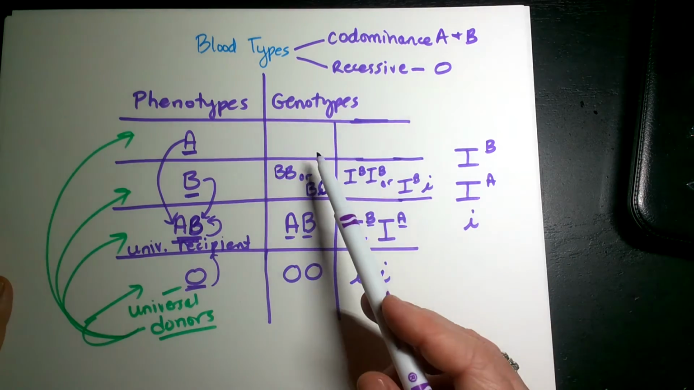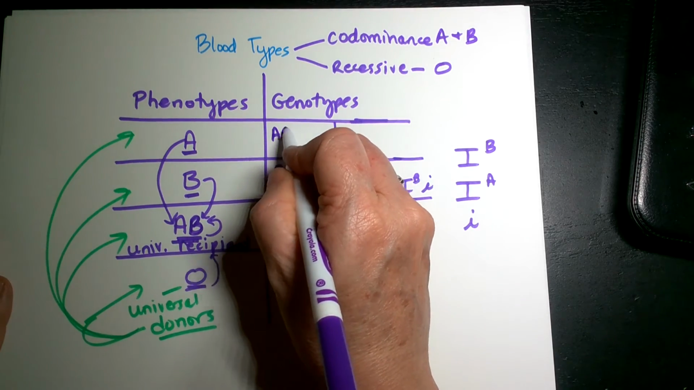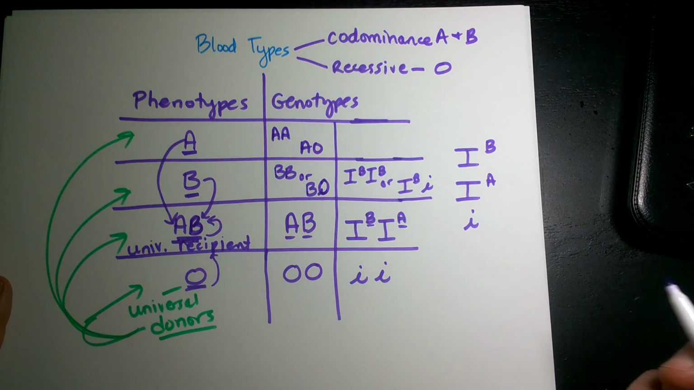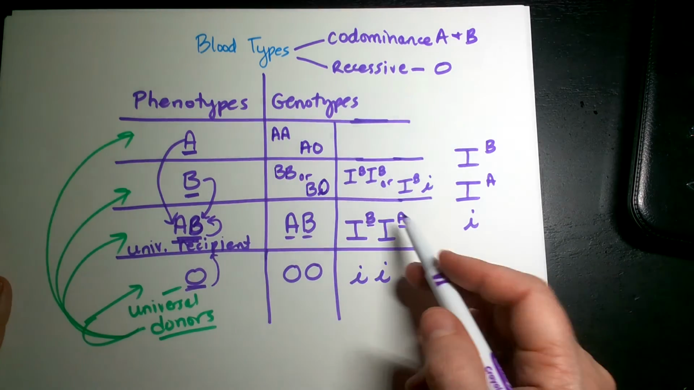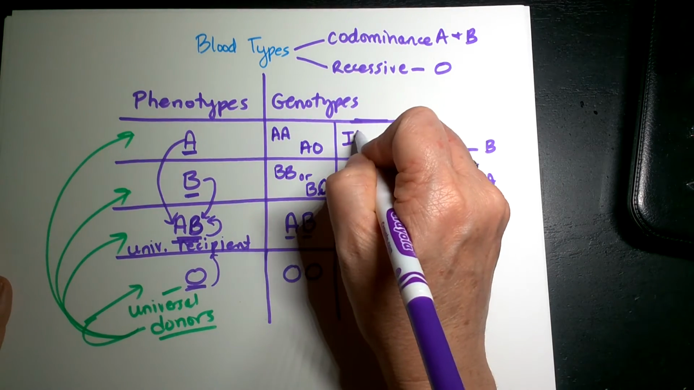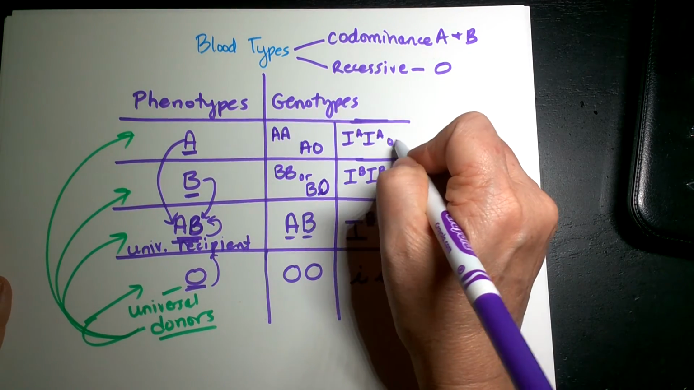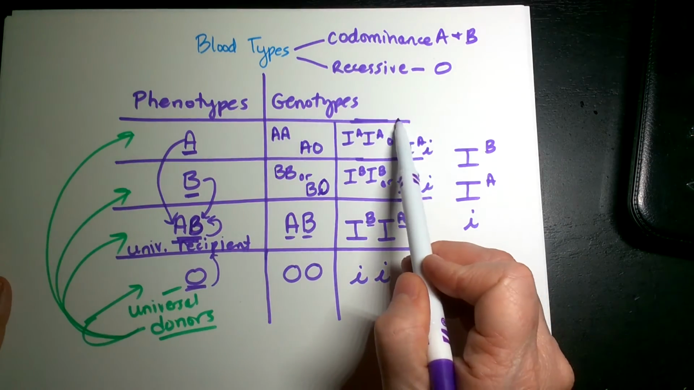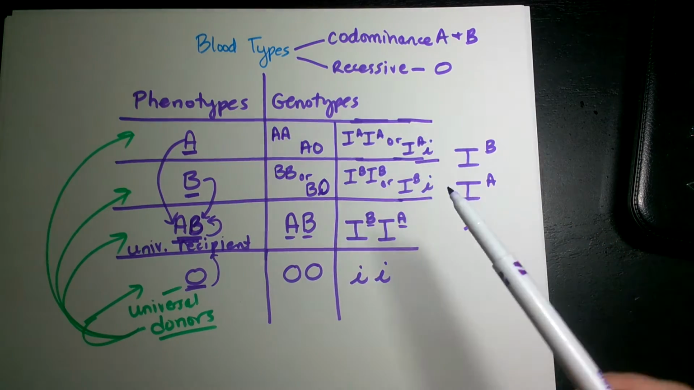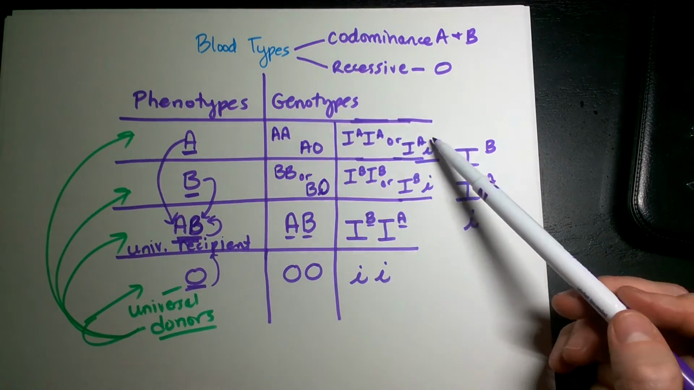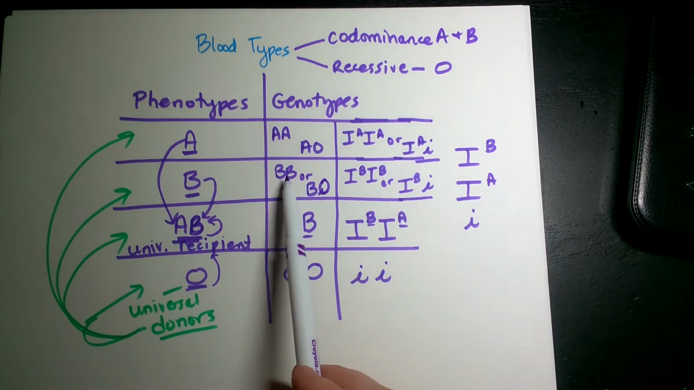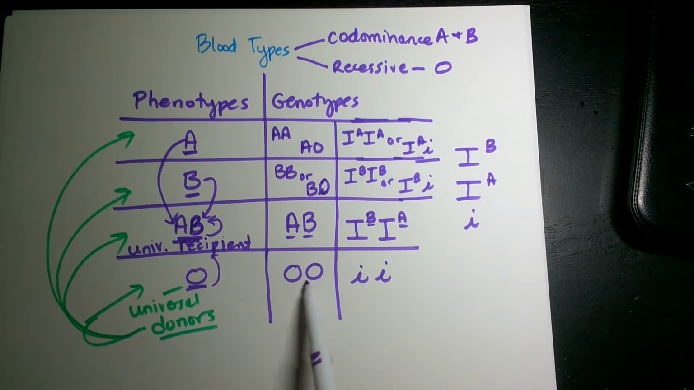And then same thing with A. In the abbreviated system, they have two A alleles, or they got an A and an O because O is recessive. In the I system, it would look like this or like that, okay? So both systems work. I'm going to use this one, and then I'll show you an example when they use the capital I's. But it's the same deal. A wins if it's with O. B wins if it's with O.